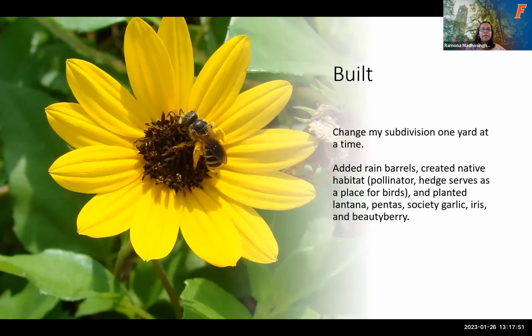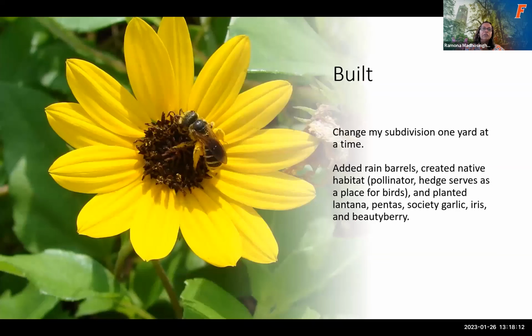So built environment, I really like this quote about changing my subdivision one yard at a time. So you're looking at making an impact in the built infrastructure of your local communities. Folks are adding rain barrels and native habitat and planting hedges. I mean, you're again impacting what your natural environment looks like, but it's also your built environment. So there are two ways.